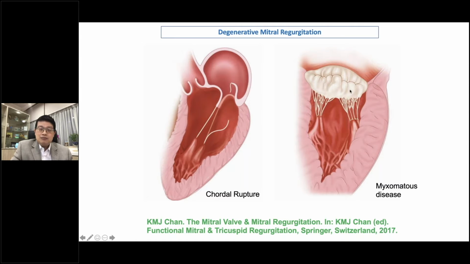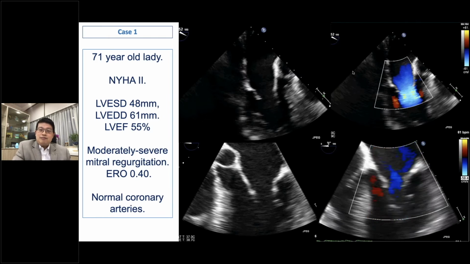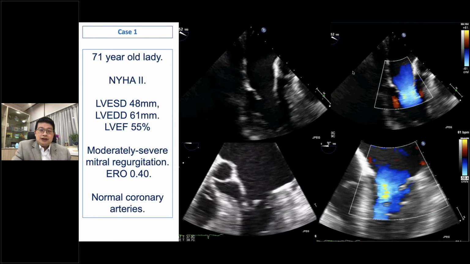We also can have myxomatous disease, and this diagram shows a more extreme form of myxomatous disease in Barlow's disease, where we have lots of excess leaflet tissue so that there's no coaptation between the leaflets, with resulting mitral regurgitation. Rheumatic mitral regurgitation is common in this country, as well as rheumatic stenosis, and that is due to fibrosis of the valve leaflets.